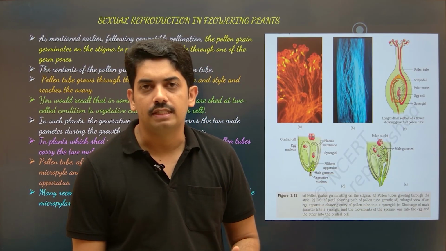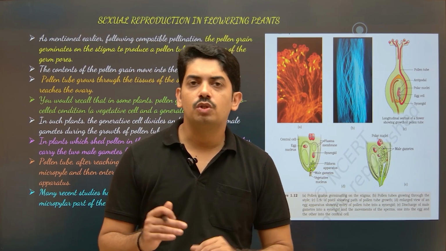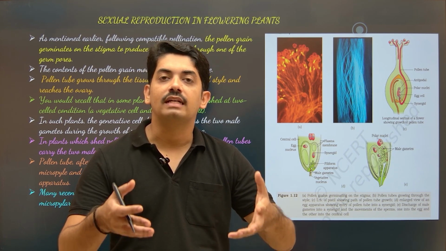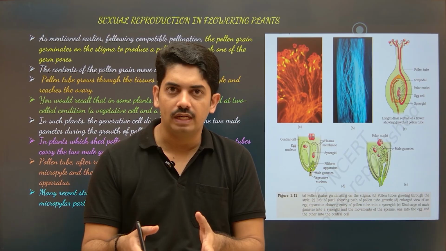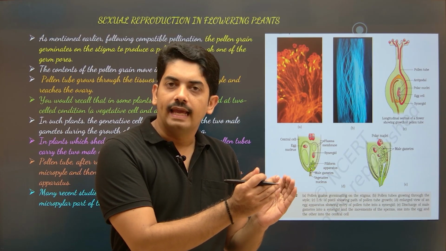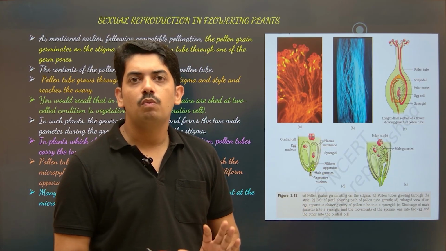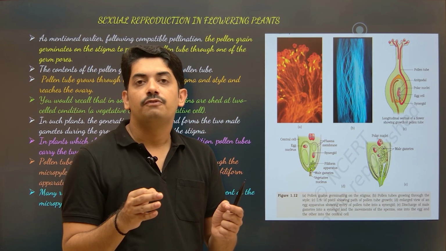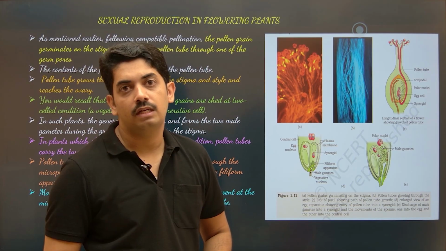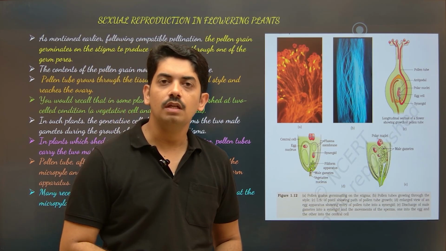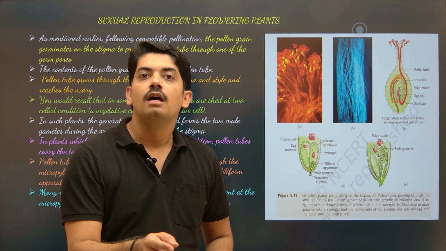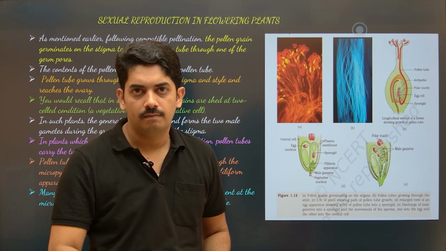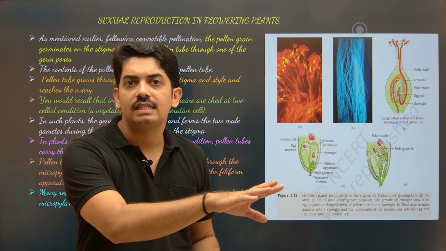These synergids lie near the egg cell. They have finger-like projections. These finger-like projections guide the male gametes, the male nuclei, towards the egg cell and polar nuclei. Now what happens? One of the male gametes fuses with the egg and forms syngamy. This is a very important process, nothing but the fertilization. Now one more male nucleus fuses with the polar nuclei and forms the triple fusion. One is syngamy, another one is triple fusion.